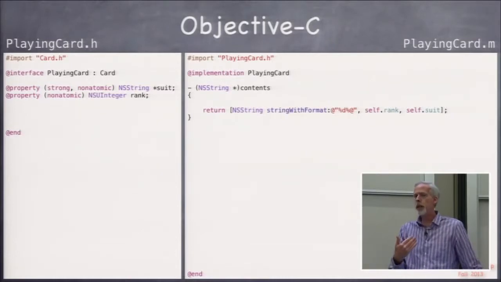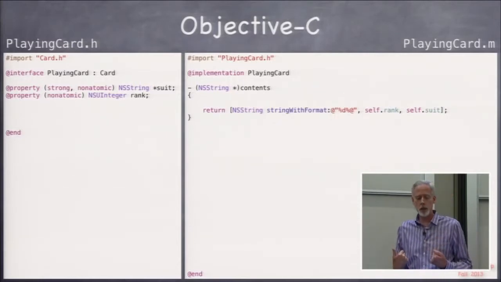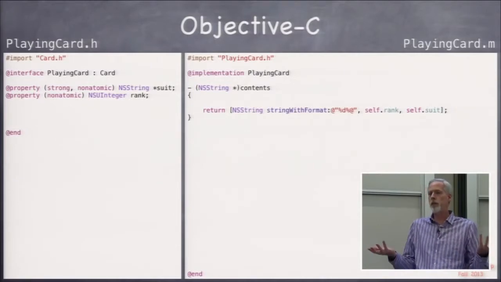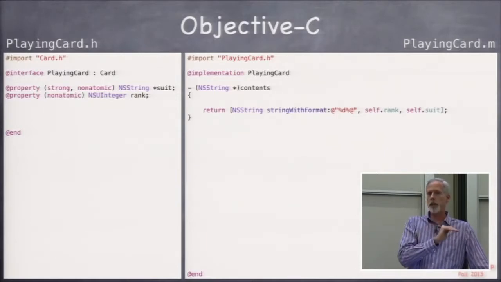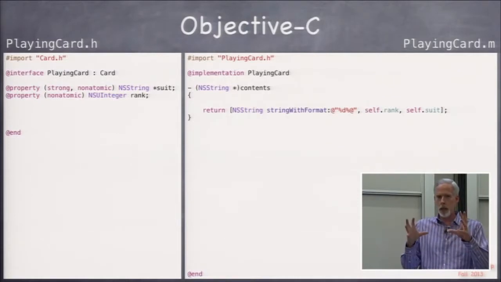So notice that in playing card, we're overriding the card method contents. Okay? We inherit contents from our superclass, and by default, contents just returns the value of whatever the contents property is. But here in the playing card, we're going to override contents to actually calculate our contents based on these other 2 properties. So we're overriding the getter of contents so that it always returns a string, the contents of this playing card, that is calculated from the suit and rank.